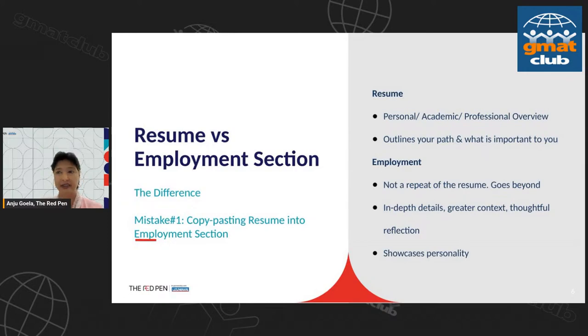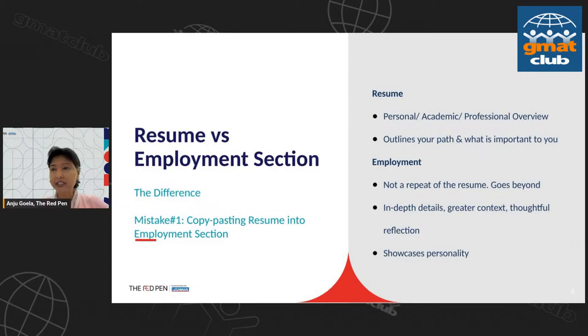Now, when we come to the application form, the application form is more detailed. It allows for more space to elaborate on specific projects, responsibilities, and quantifiable achievements within each role. It has a strategic focus, where you can showcase impact, leadership potential, and you can demonstrate experiences which are aligned with the school's values and your future goals.